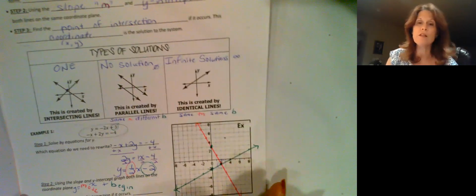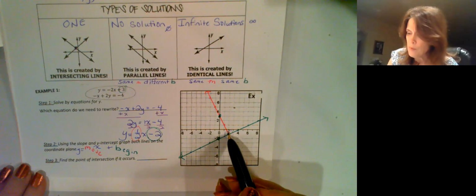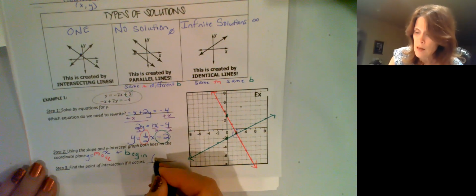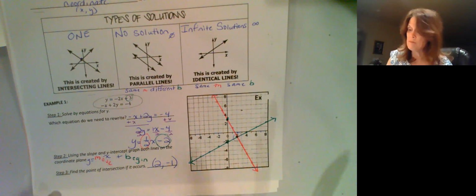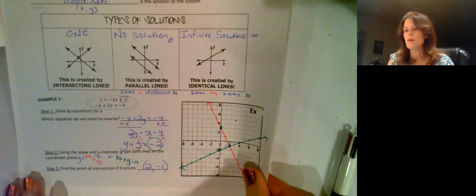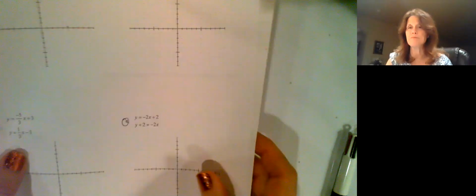So for our system, this is the point of intersection, correct? So that is at 2, negative 1. And it's really important that we write that as an ordered pair, okay? You don't have this, but I'm going to do 2 more examples with you, all right?